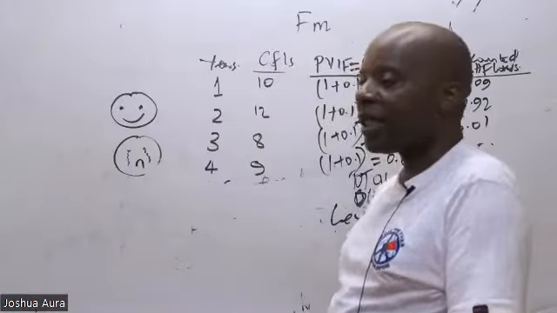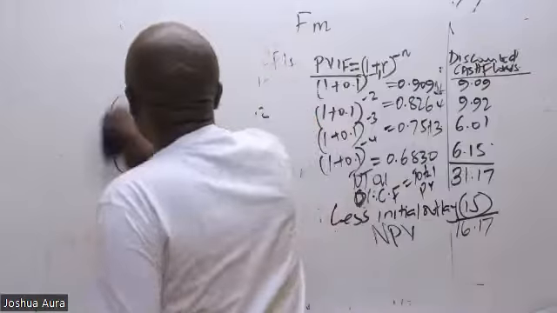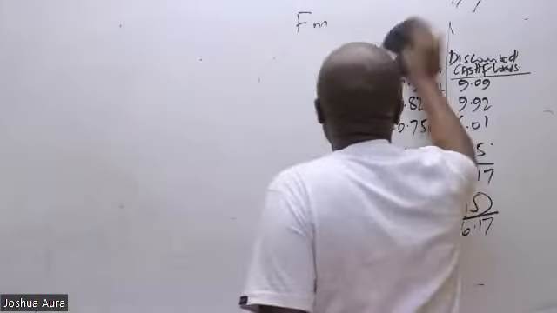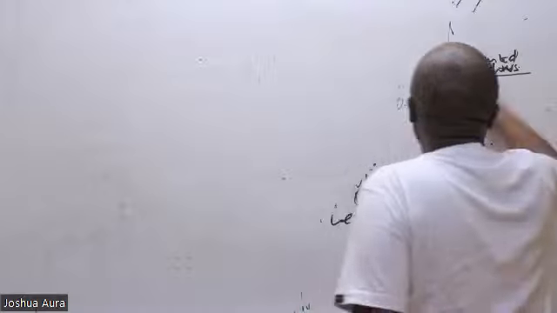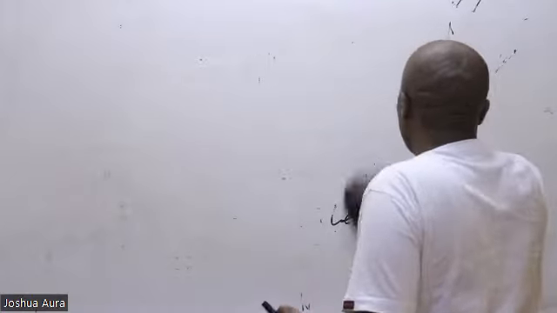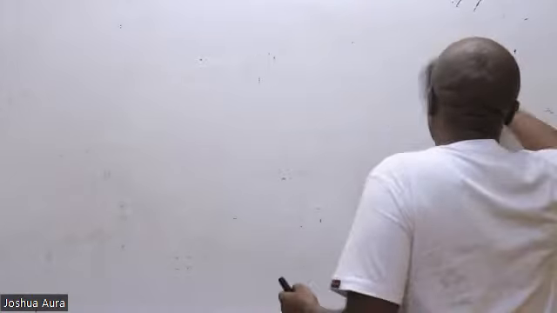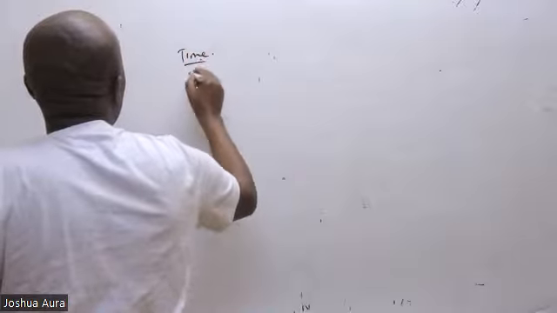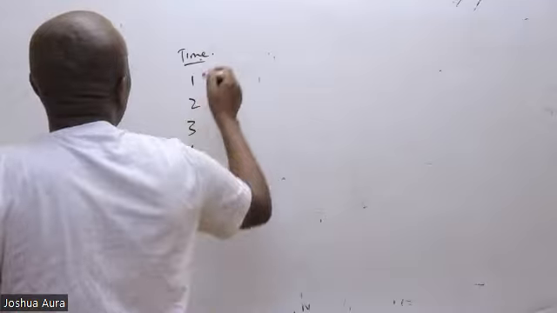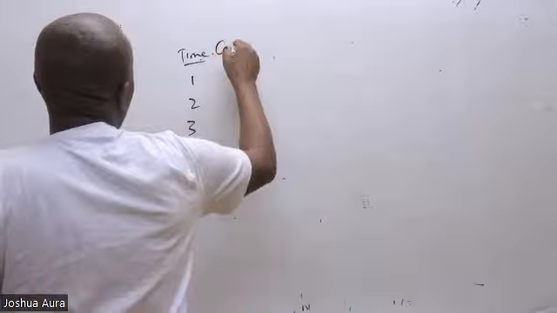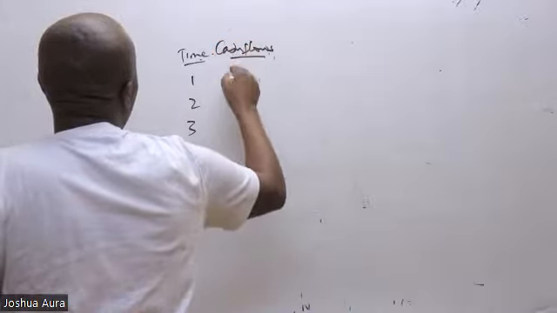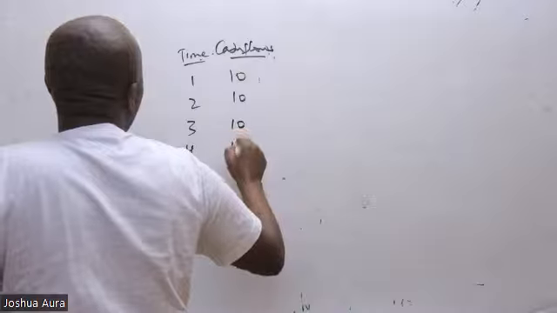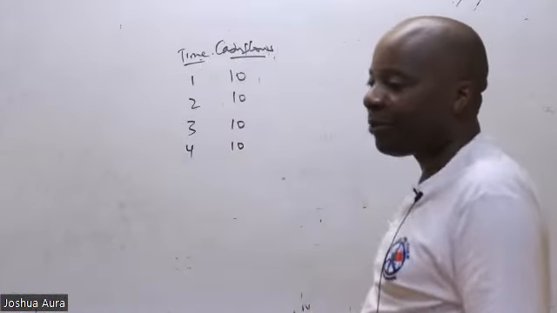Now in this second question, I'll have a small question that will move like this. Now we have time: time 1, time 2, time 3, time 4. Then we have cash flow. The cash flow is 10, 10, 10, 10, 10, 10, 10, 10, 10, like that. And then I would want us, ladies and gentlemen, to use PVFA.